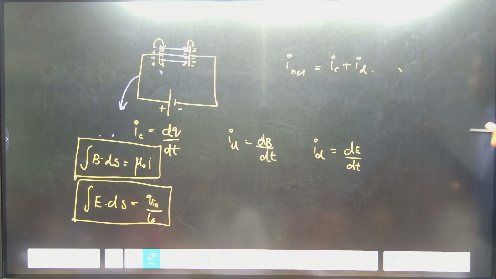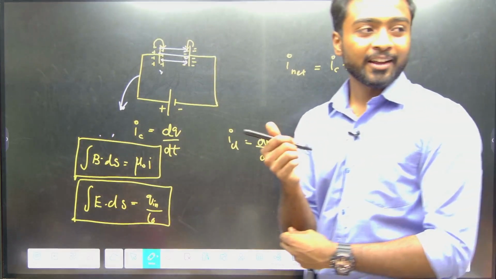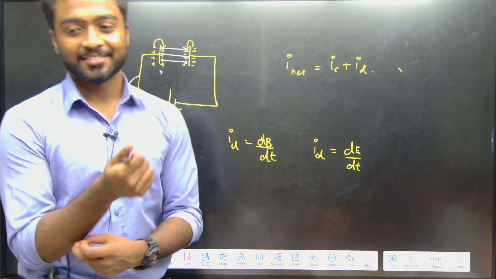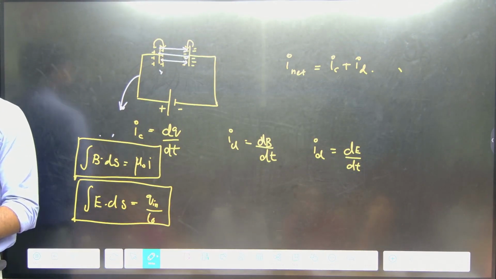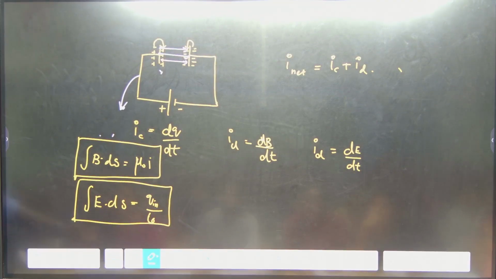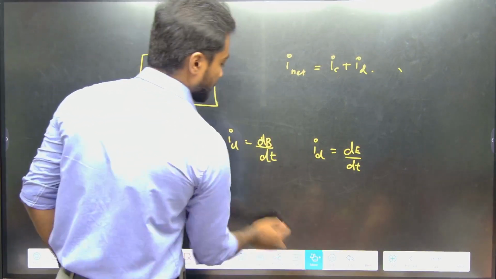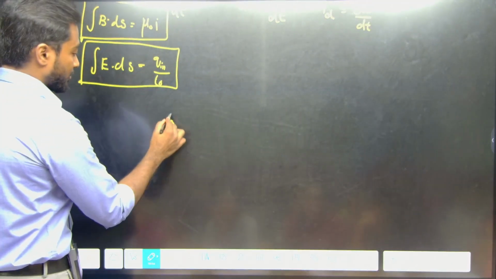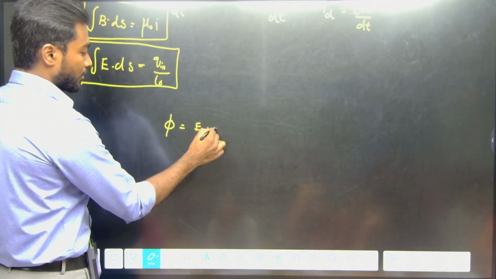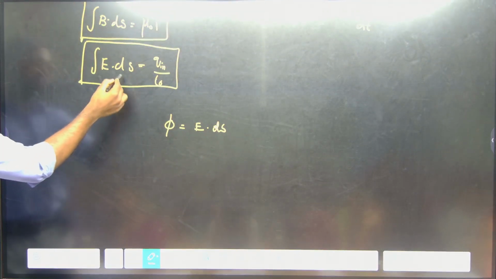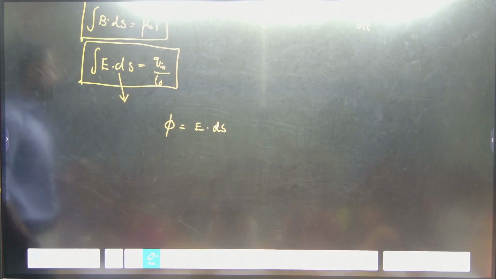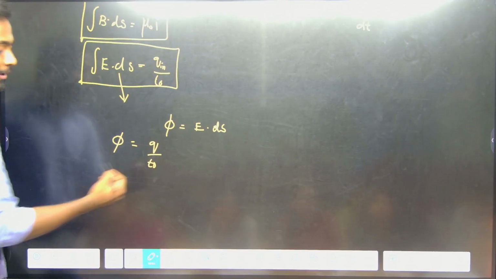Now we have discussed electric flux. What is the meaning of electric flux? The flow of electric field lines, no? So flow of electric field lines we are talking about, which is nothing but flux equals E dot ds. So here we are talking about the flux only, which is nothing but flux equals Q by epsilon naught, can I write?